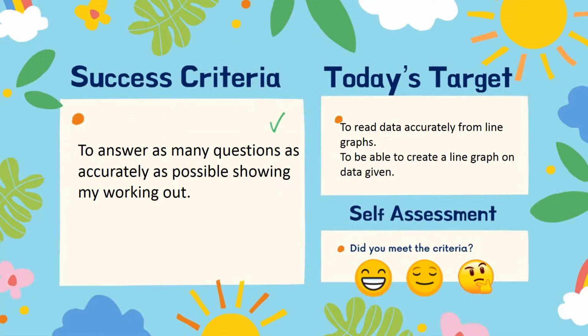So the success criteria for today is to try and answer as many questions as accurately as possible, showing your working out. Now, it is important to show your working out. I need to know that you are not doing it on calculators, which would be easy for anybody. So it is important, and it's less hard to do actually on calculators when you're doing statistics anyway. And I would like you to be able to read data accurately from line graphs, and today to be able to create a line graph on some information or data that I have given to you.